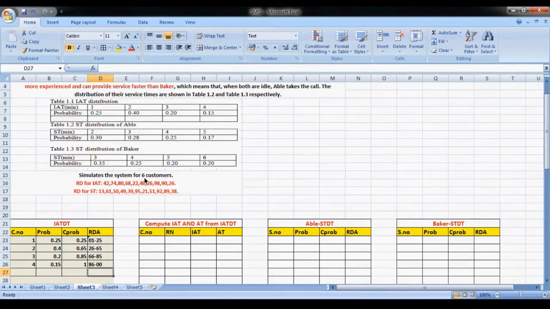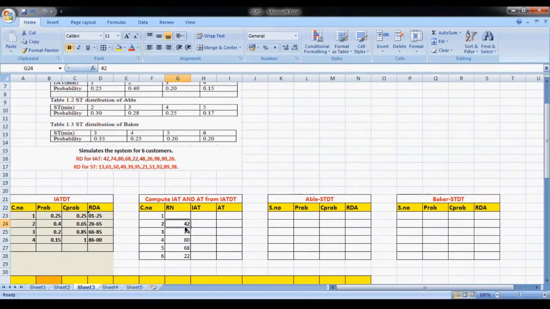So we need to develop a simulation table for 6 customers: 1, 2, 3, 4, 5, 6. The random digit for the first customer is not given. The second customer is 42, the third is 74, the fourth is 80, the fifth is 68, and the sixth is 22. The interval time for the first customer is not given, so we keep it as it is. Take 42 and go to the interval time distribution table. 42 falls in this range, and its value is 2. So the interval time is 2. 74 falls in this range, and its value is 3. 80 falls in this range, so its value is 3. 68 falls in this range, again 3. And 22 falls in this range, its value is 1.